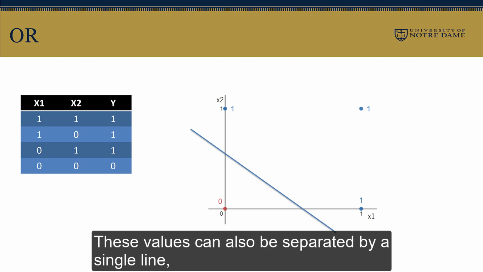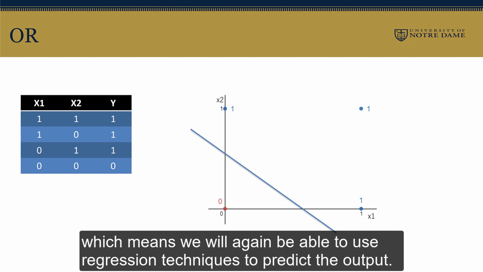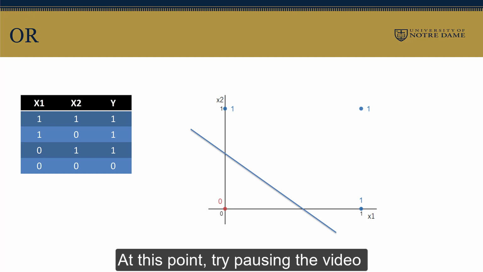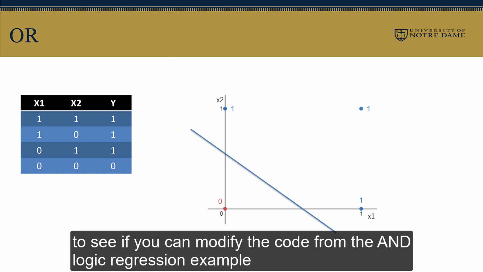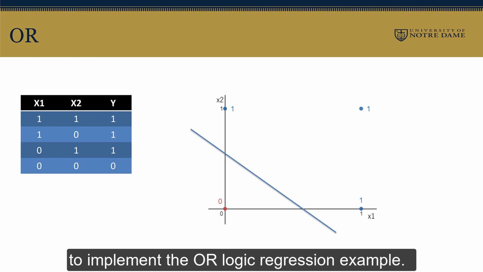These values can also be separated by a single line, which means we will again be able to use regression techniques to predict the output. At this point, try pausing the video to see if you can modify the code from the AND logic regression example to implement the OR logic regression example.